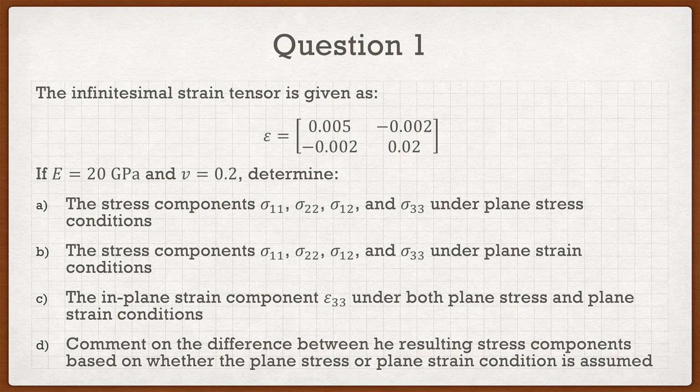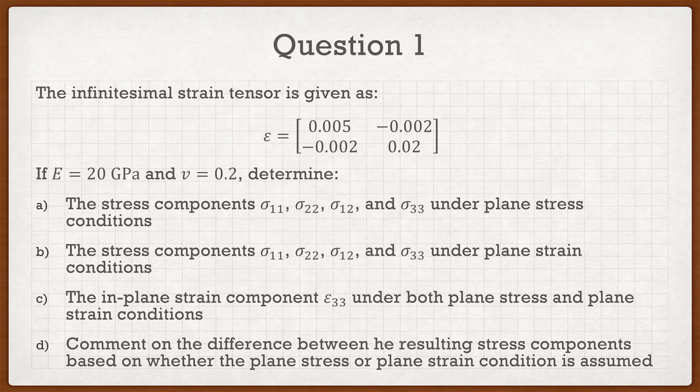It's not too bad, because the elasticity tensor looks really gross, but it's very easy when we're talking about isotropic materials, as you guys will see. Question 1 says the infinitesimal strain tensor is given as a nice 2x2 matrix. So we're given the components epsilon 1,1 and epsilon 2,2, which are 0.005 and 0.02, as well as epsilon 1,2, which is negative 0.002.